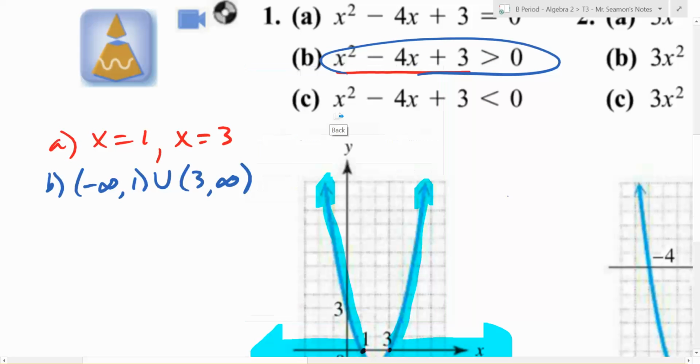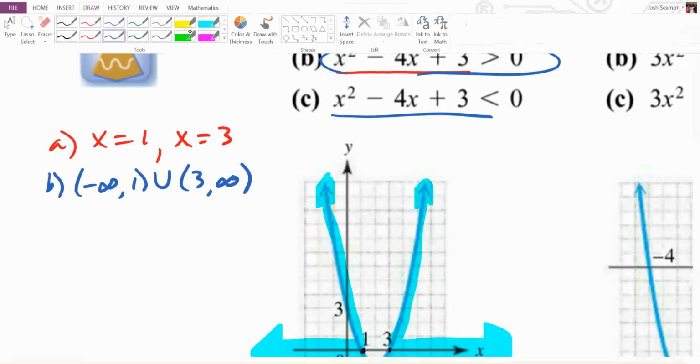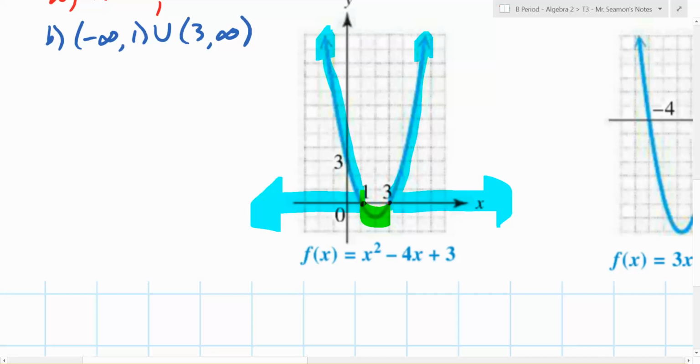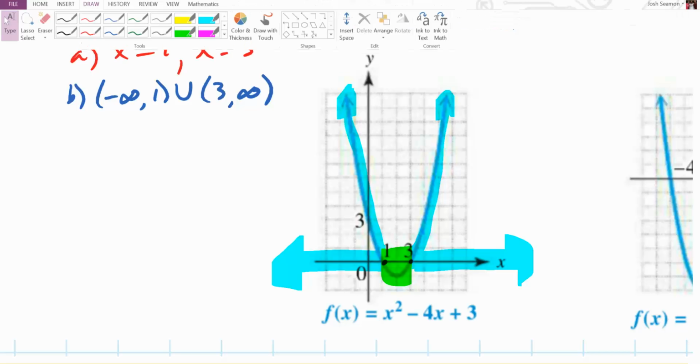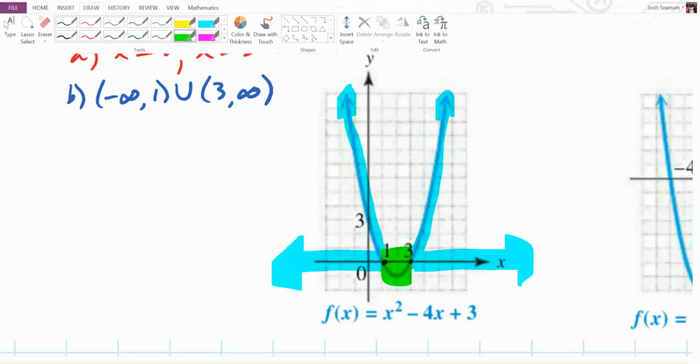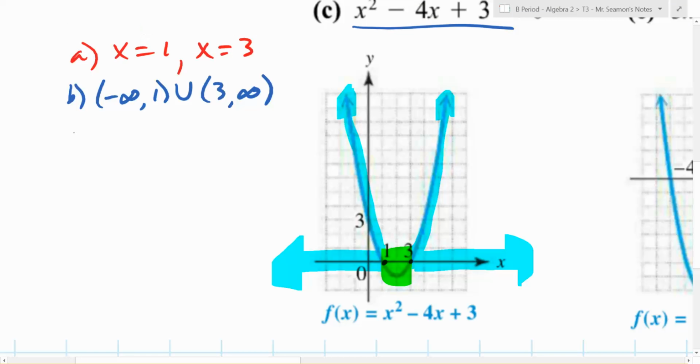So what about this one? You can do this one. Where is it less than 0? 1 to 3. Does it include 1 or 3? No, because at 1 and 3 it's equal to 0, right? Exactly. So it's going to be 1 comma 3.